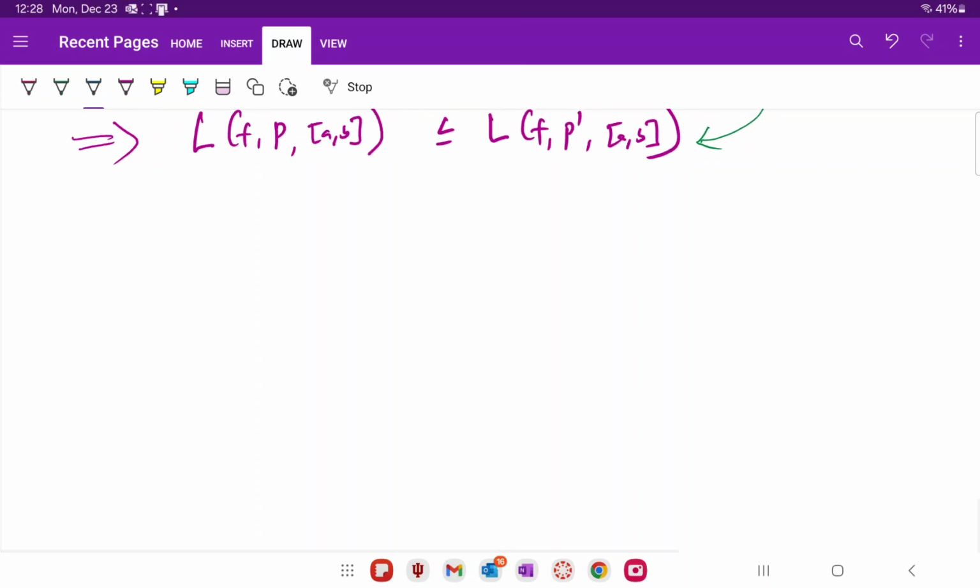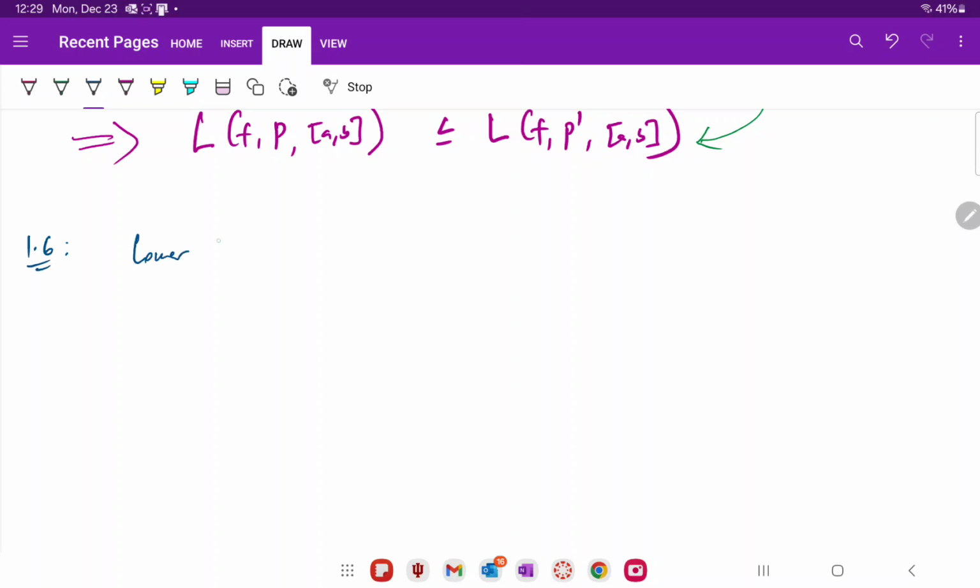Another definition that we need in order for us to be able to define the Riemann integral is the relationship between the lower Riemann sum and the upper Riemann sum.